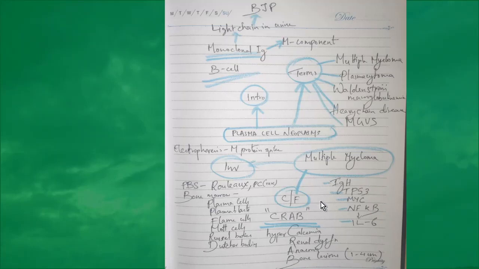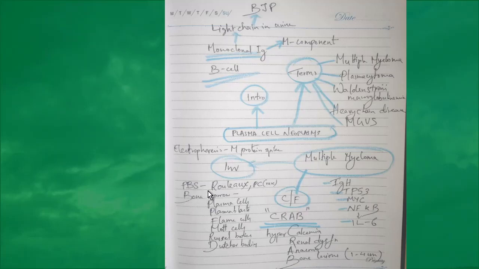Now, in the pathogenesis, there are many factors involved: IgH, P53 mutation, MYC, increase in NF-kappa B. These are all things which we have seen in other lymphomas. Along with that, there is an increase in interleukin 6, which promotes the growth of these plasma cells. In investigations, electrophoresis is a screening test. It shows an M protein spike, basically an immunoglobulin or light chain.